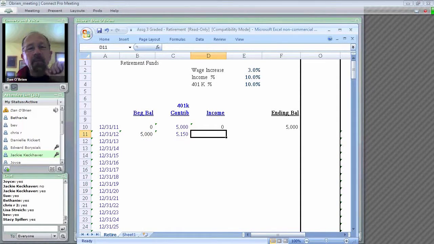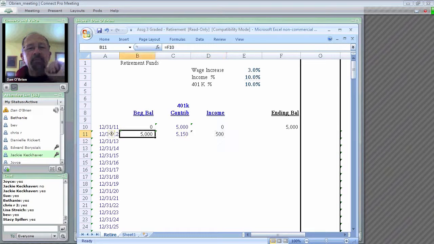My income. My income is going to be based on my beginning balance. Okay, so equals beginning balance times my income percentage up here. Okay, and my income percentage, I'm going to hit E3 and then an absolute, and hit enter.